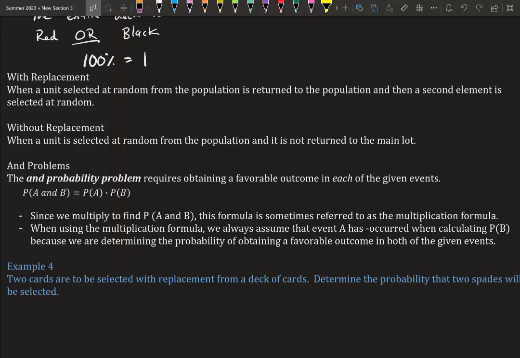Without replacement is just the opposite. When a unit is selected at random from the population, it is not returned to the main lot. Meaning, you have a bag of marbles, you pick one of the marbles, and you put it on the table, you can never pick it again.